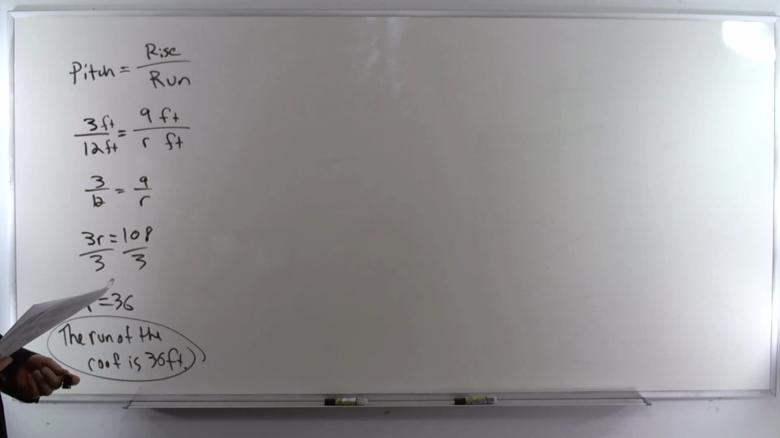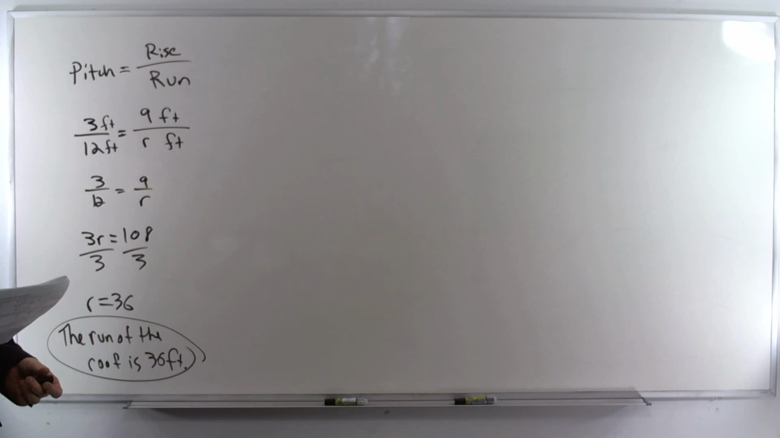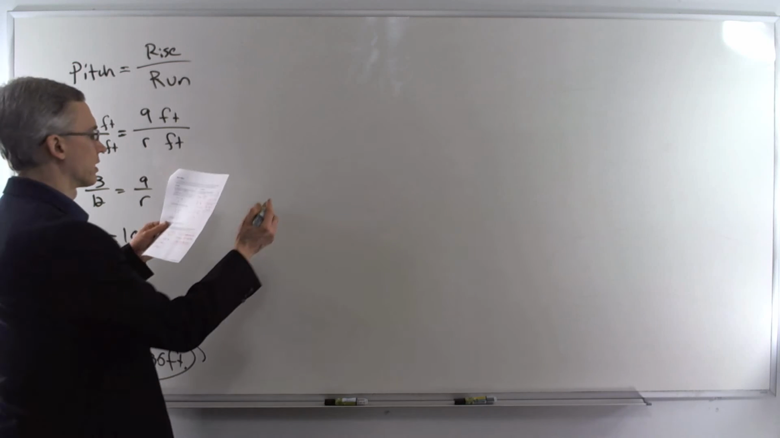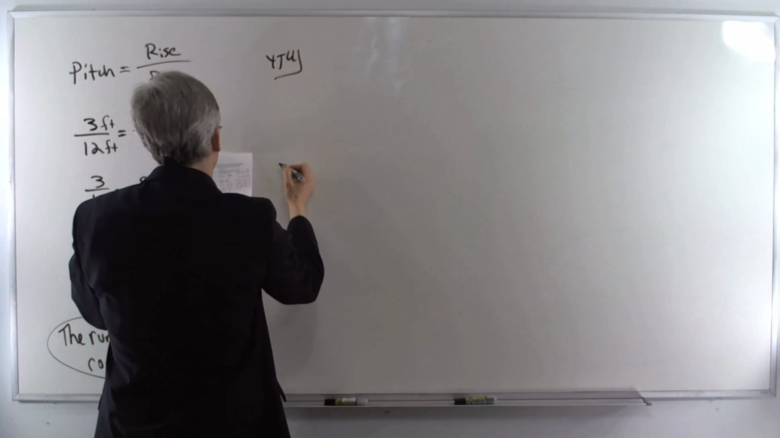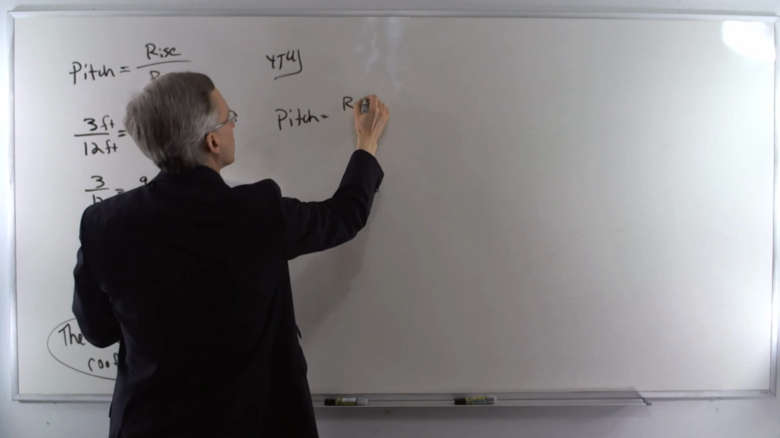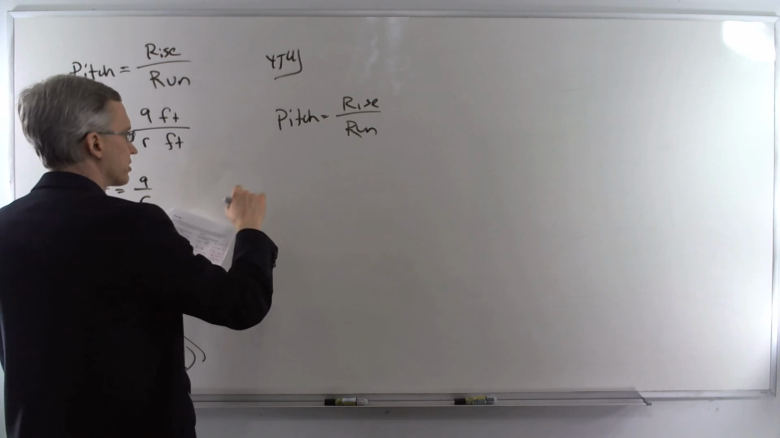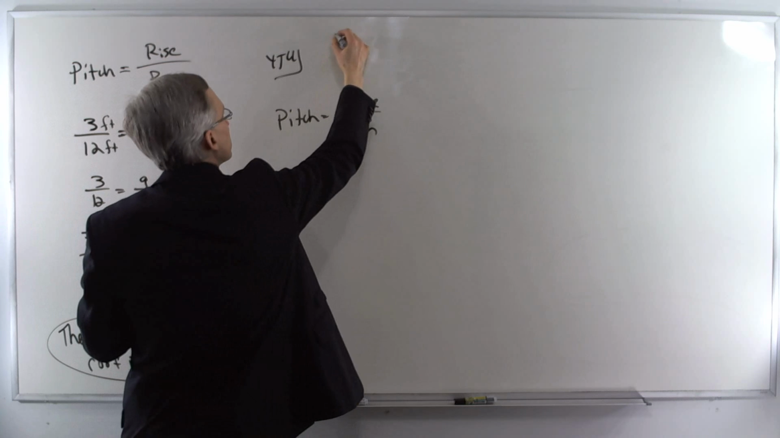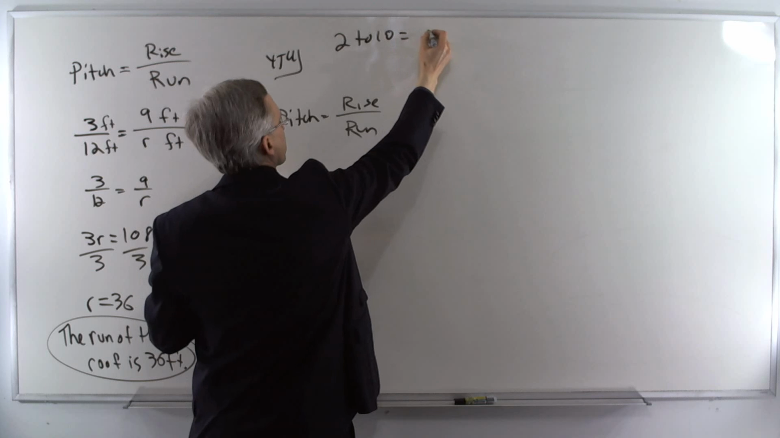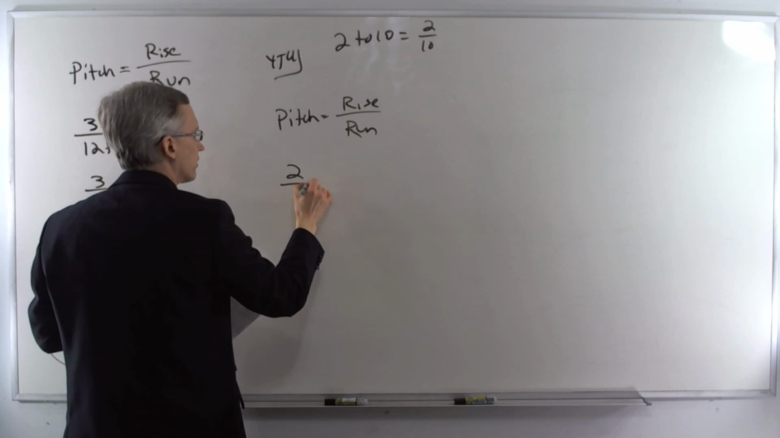Your turn number 4. A section of a roof runs 80 feet and the pitch is 2 to 10. Find the rise. All right, so we've got a kind of unconventional pitch on this one. That's okay. So pitch, rise over run. All right, there's our equation. We're given that the pitch is 2 to 10. If we write that as a fraction, it's 2 over 10. So now we can plug in 2 over 10 for the pitch.